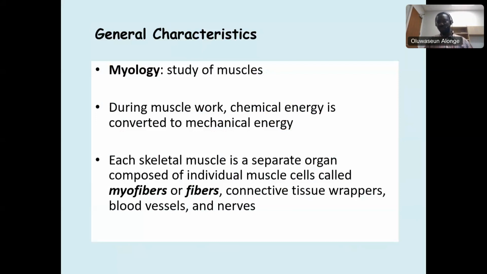And so it's going to consist of cells, right? Inside the muscle, you have muscle fibers, which we call the muscle cells. So when you hear myofibers, muscle fibers, they are all muscle cells. So myofiber is the same thing as muscle cell. Fiber is muscle cell. All right. Then we have some connective tissue wrappers that surround them. We have blood vessels and nerves.